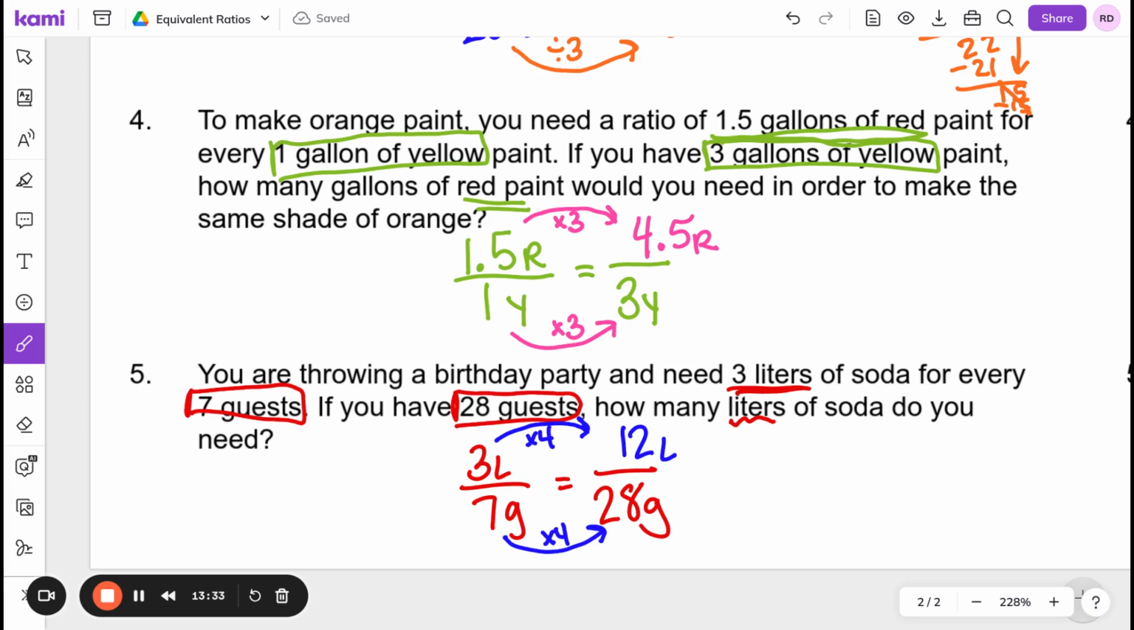Okay, so summarizing our notes for today. Equivalent ratios are found by using multiplication and division. Whatever you do to the top, you have to do to the bottom. You want to make sure you're converting the same type of number into itself. So guest into guest, liters into liters, cars to cars, trucks to cars, whatever the problem says. And then you don't have to worry about simplifying. You're just always looking for the missing value in the problem.